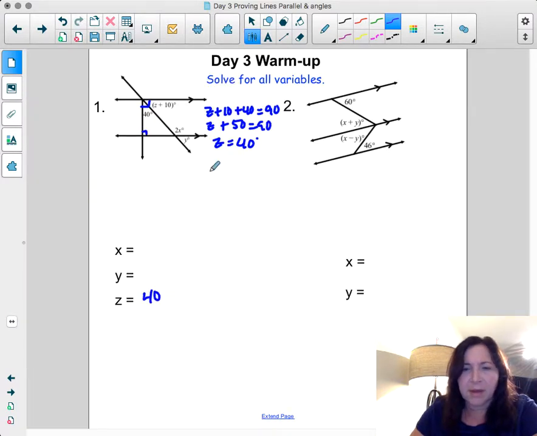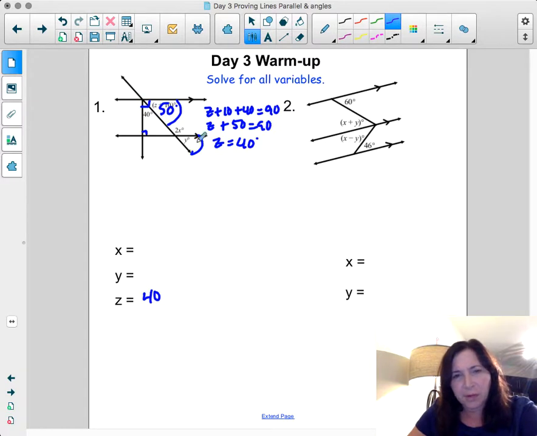Okay, let's move that up. So if z is 40, 40 plus 10 is 50, so this is 50 degrees right here. We know that if that's 50 degrees, this is 50 degrees too, because you have this transversal right here. And so therefore, y is also 50 degrees. So there's 50.